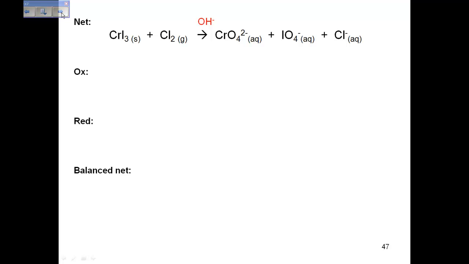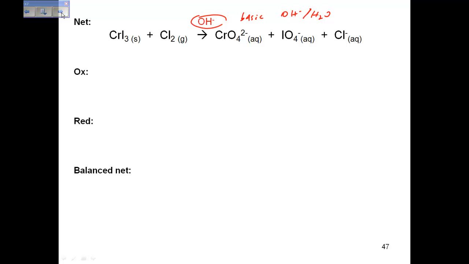The last example I have is also a net ionic equation. It has charges, so you have to do it by balance and redox. But notice it has an OH minus on it. That's an indication of a basic solution, which is a case of using OH minus and water at our disposal to balance it out. So I need to figure out what's being oxidized and what's being reduced.